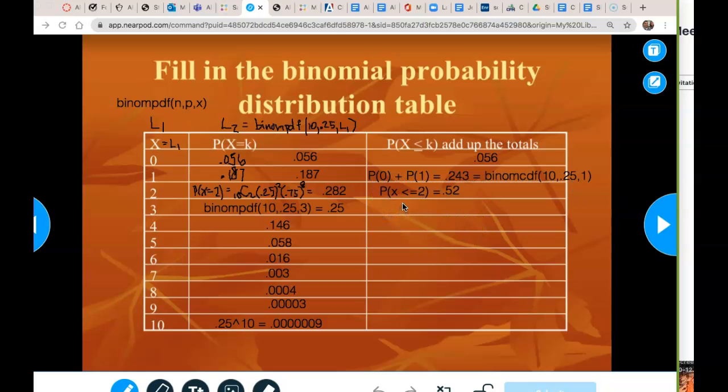And 3 is 0.77. Okay, so what does this mean? 77% of the time you'll get 3 or fewer questions right. 92% of the time you'll get 4 or fewer questions right. 0.92. So that's pretty good chances. Really good chances you're going to get 4 or fewer right. 100% of our students got 5 or fewer questions right. And that is 0.98.